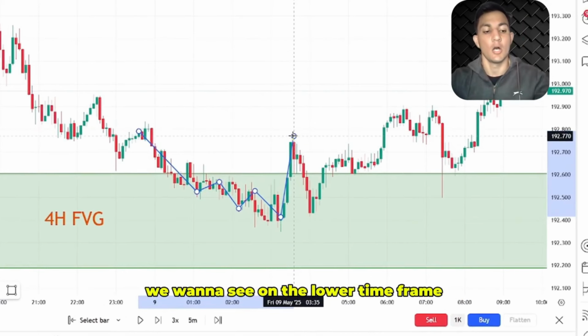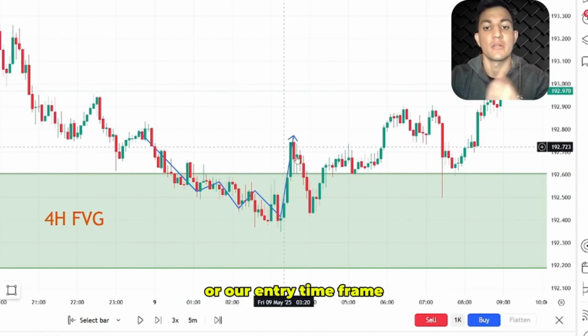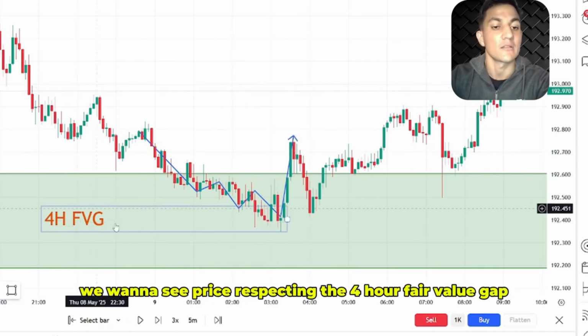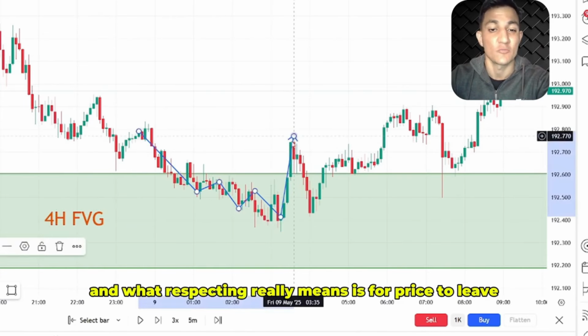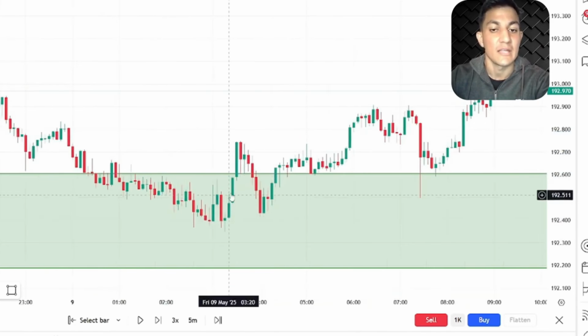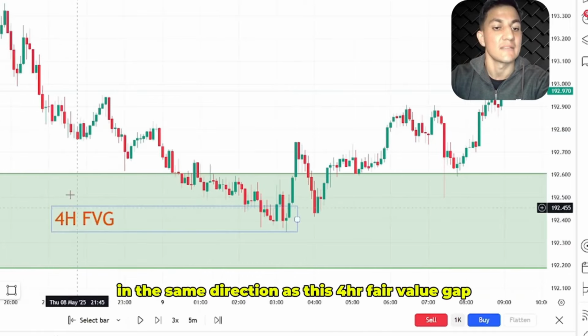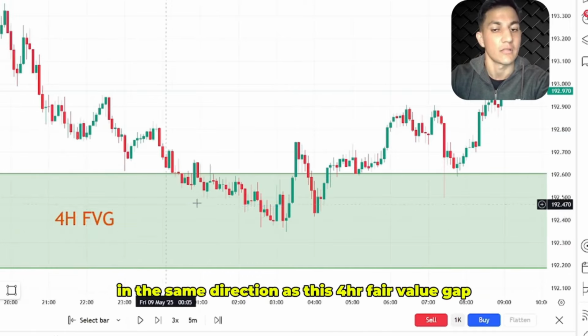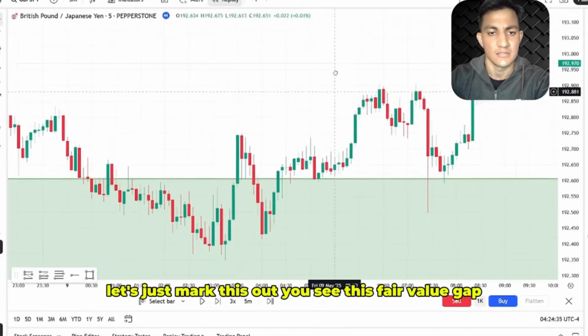We want to see on the lower time frame, or our entry time frame, price respecting the 4-hour fair value gap. And what respecting really means is for price to leave another fair value gap in the same direction as this 4-hour fair value gap. So what that actually looks like, let's just mark this out.